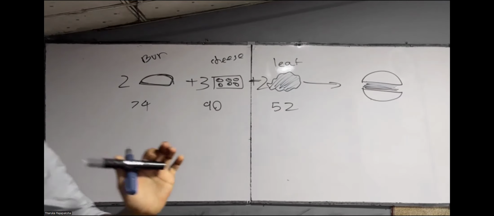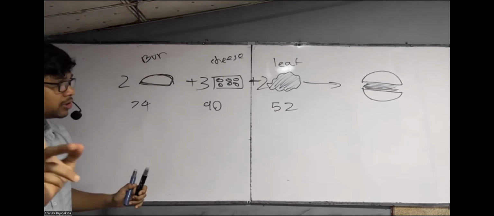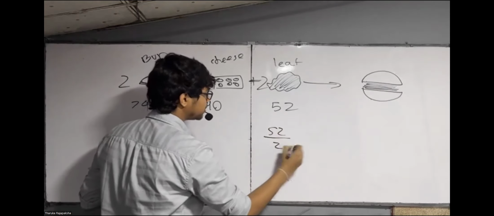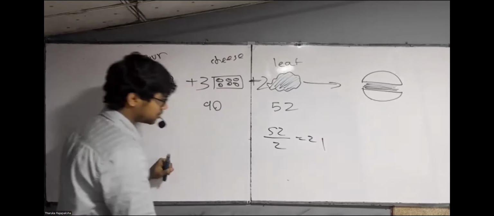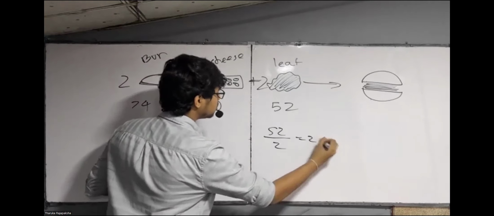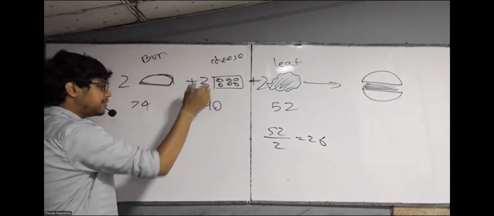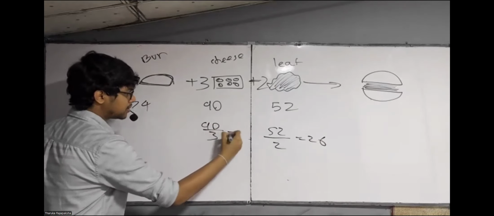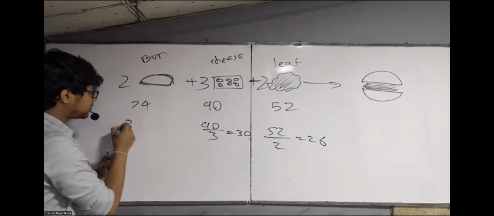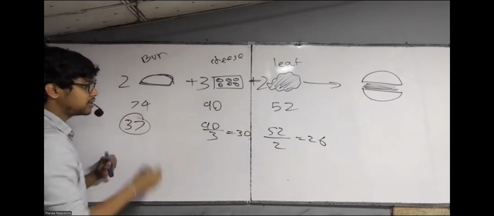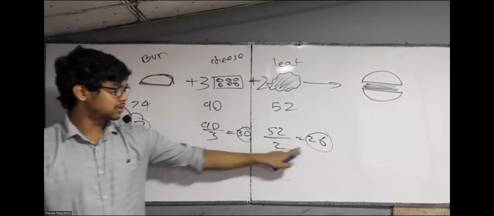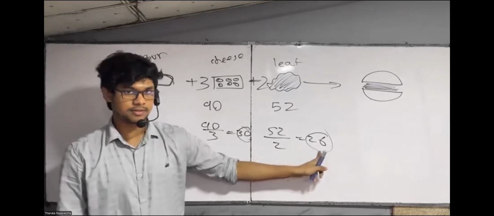Okay, cool. Now you know how to do it. 52 divided by 2, that's going to be 26. 90 divided by 3 is 30. And then 74 divided by 2. 2 into 7 is 3, 6, 1 remaining. 2 into 14 is 7. So 37. Who's the lesser number? Leaf. Leaf is going to finish first.